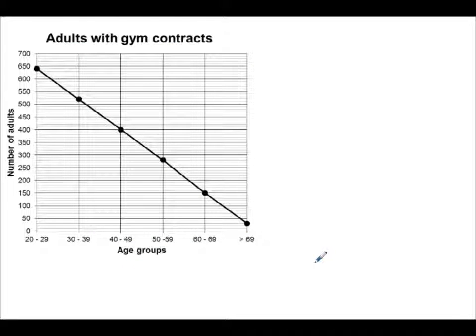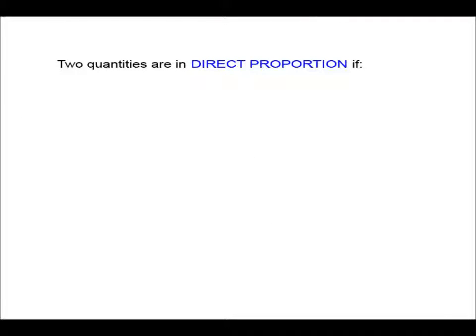Let's have a look at this. This is also a linear relationship, except as people get older, the age groups are increasing, so the number of adults in each age group decreases. That is a decreasing linear relationship because it forms a straight line. We've just discussed this graph does represent a linear relationship because it forms a straight line. It is decreasing at a constant rate.